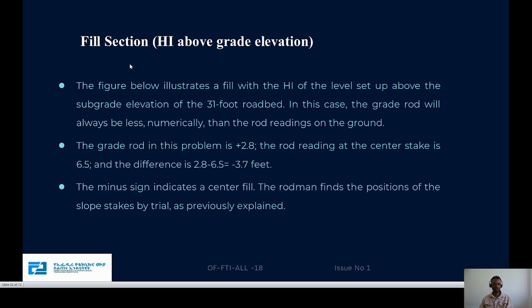That one is the cutting section. The fill section also has two parts: the height of instrument above the ground elevation, and the height of instrument below the ground elevation. For example, it is similar to that one. The subgrade elevation is 31 feet road bed, and the grade rod will always be less, because the height of instrument is above the ground elevation. So the grade rod in this problem is positive 2.8. The center stake will read 6.5, so 2.8 minus 6.5 gives a negative indicator. It is a fill section, so 3.7 feet will be fill.